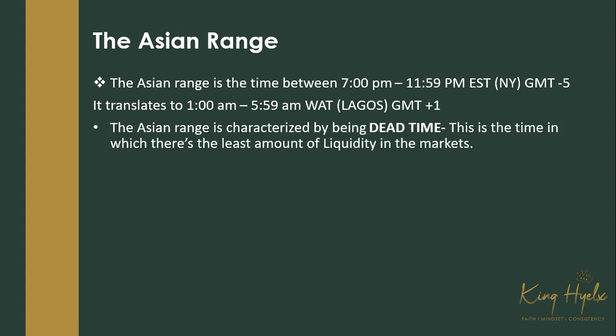Now, the Asian range is characterized by being dead time. What do we mean by dead time? This is the time in which there's the least amount of liquidity in the markets. So what do we say? The more liquidity there is, the more the market is active, right? So now, because of a lack of liquidity, it's dead time, right? There's not much movement in the markets during this Asian range. That's during the time of 1 a.m.